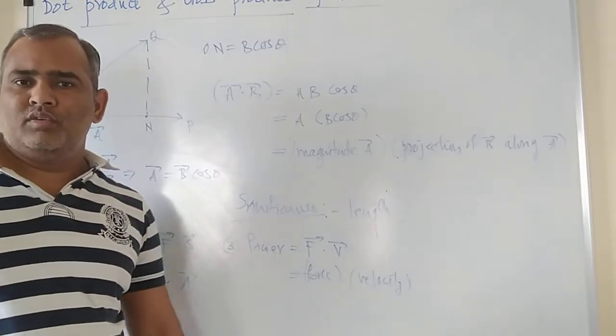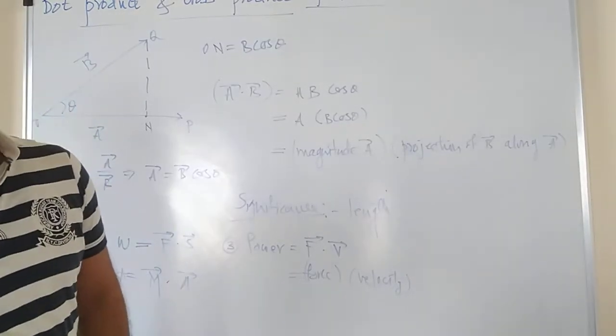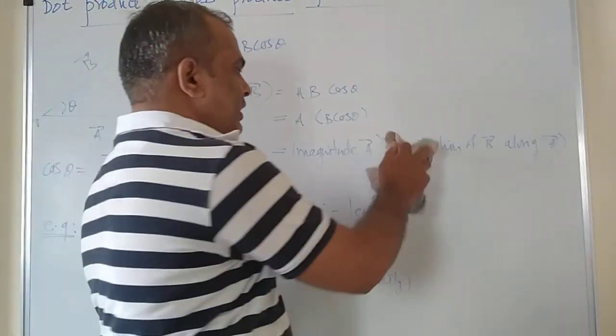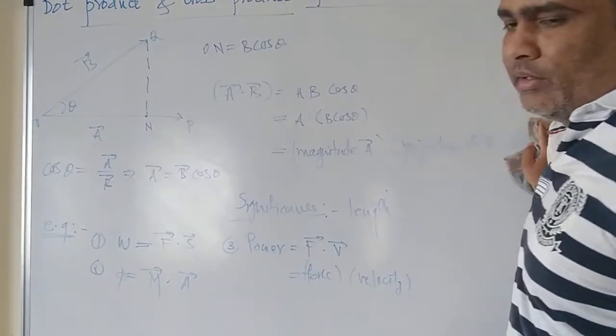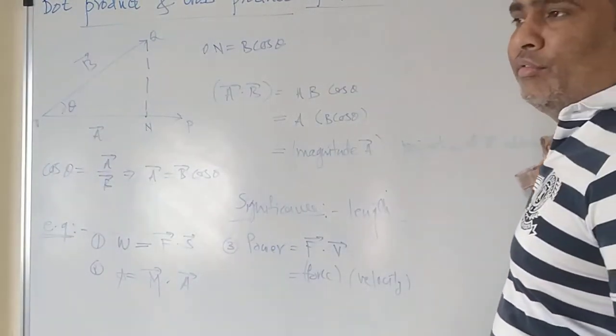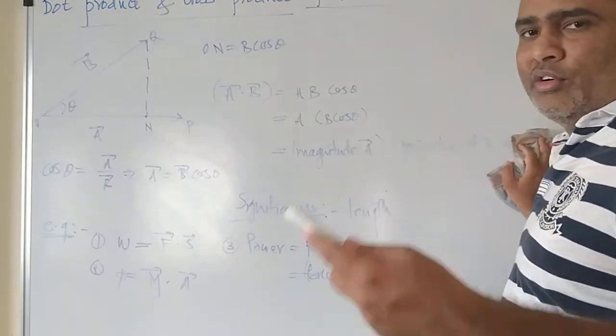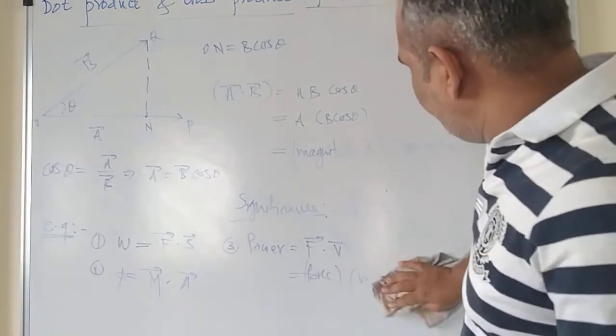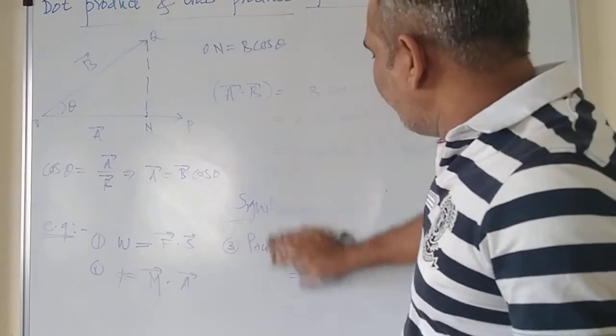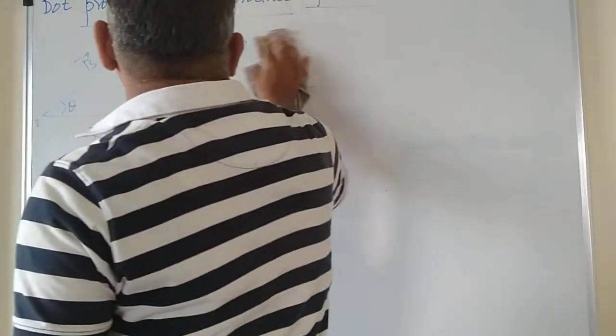Got it? Hope you understood these examples and the physical significance of dot product. So what's the physical significance of dot product? Dot product gives you a projection of one vector over the other vector. That means dot product gives you just a length and not more than this.